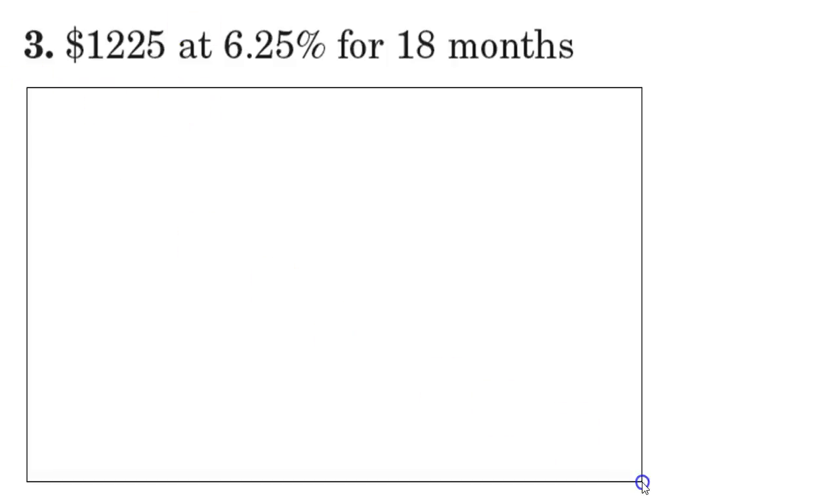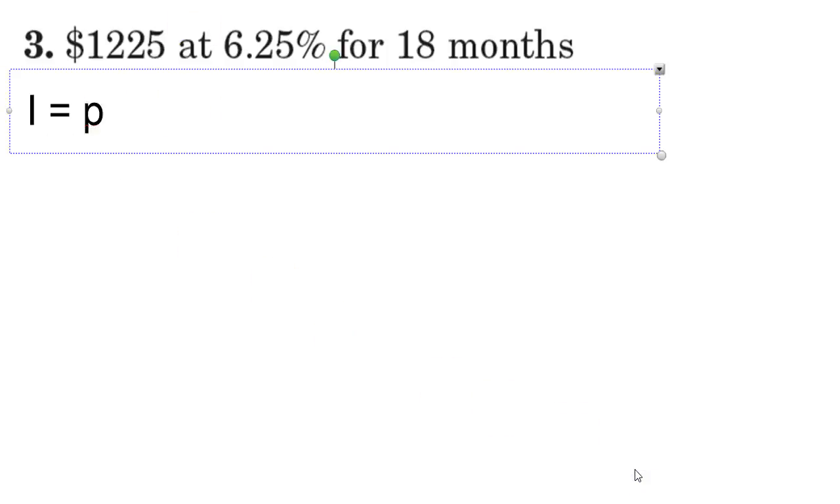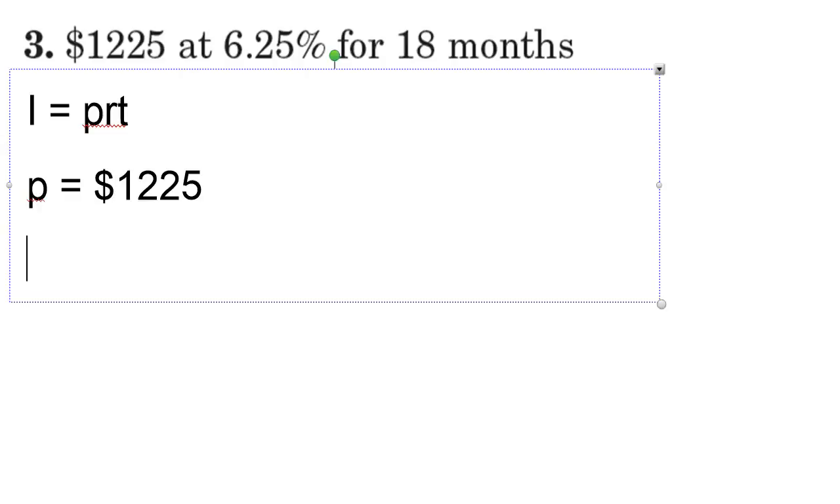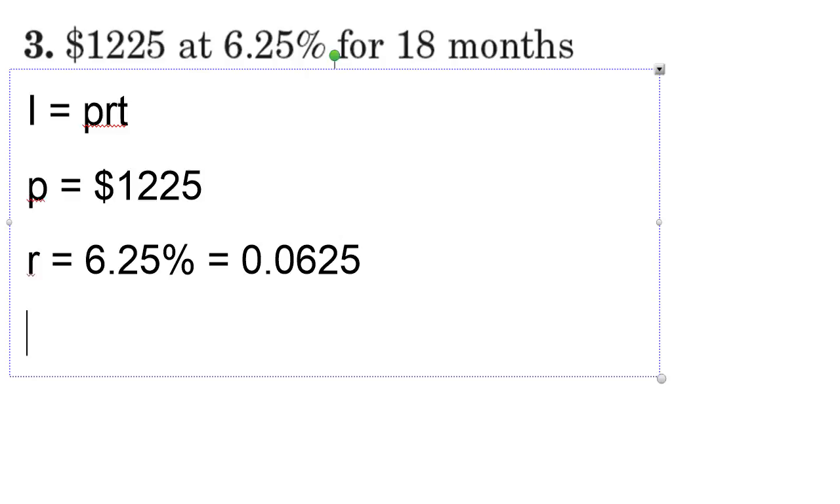Okay, so for this example here then, this is where things get a little more difficult, because if I just jump into this problem, again, we always identify I equals PRT. Interest we don't know. Principal is $1,225 at 6.25% for 18 months. So $1,225. Rate equals 6.25%, which is equal to 0.0625. And then here's where it gets tricky.